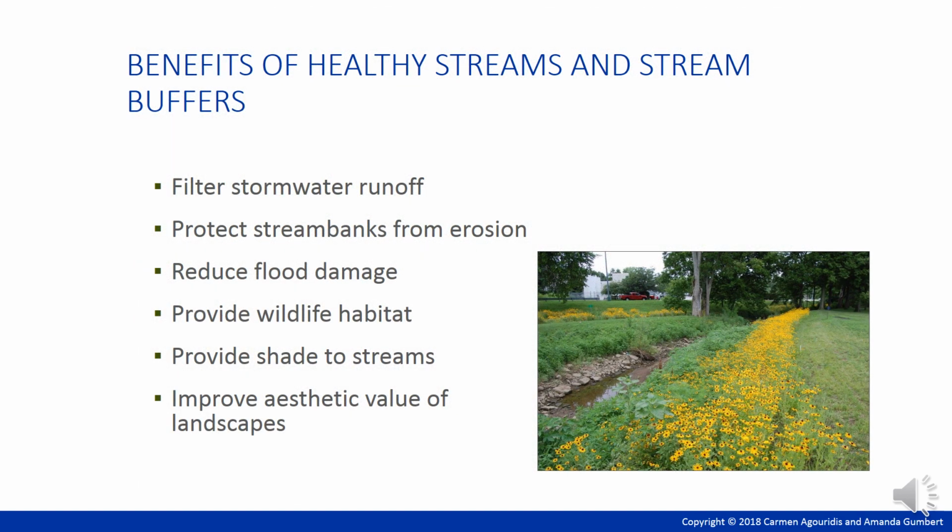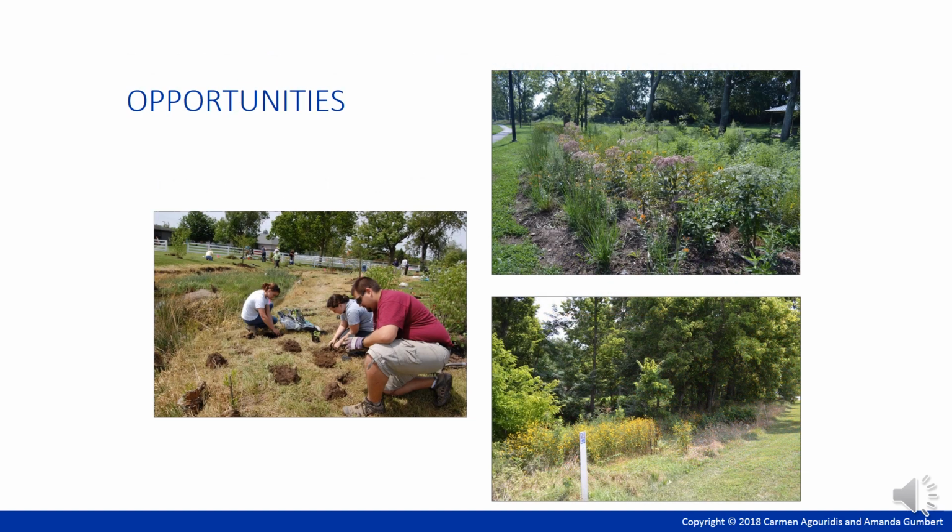Although we have explored many examples of challenged urban streams, it is important to remember that healthy streams and stream buffers offer many benefits. Stream buffers filter stormwater, protect stream banks from erosion, reduce flood damage downstream, provide wildlife habitat, provide shade to streams, and improve aesthetic value of landscapes. Despite the many challenges our streams and stream buffers may face, there are lots of opportunities. By learning more about your local watershed and backyard streams, you can help make a difference in your community. Be sure to check out the other topics in our Backyard Stream series.